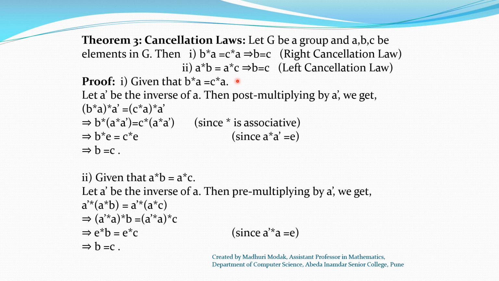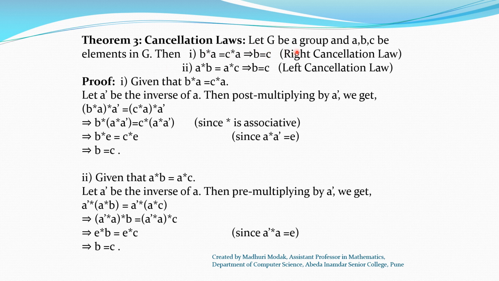Now, the next theorem is cancellation laws. In arithmetic also, we have seen cancellation laws in school: for real numbers A, B, C, whenever A plus B equal to A plus C, we get B equal to C. That is the left cancellation law. Similarly, there is a right cancellation law also. So, in a group also, there are left and right cancellation laws.